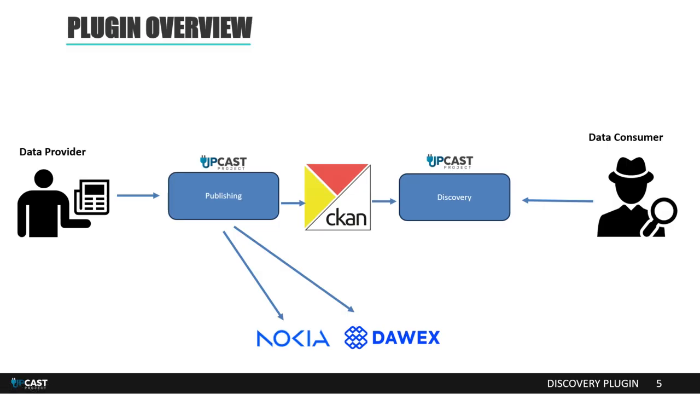and at the same time it can be configured to publish in other data marketplaces with the use of a connector. In the context of UPCAST, as we have as project partners Nokia and Dawex, we support the publishing of a dataset from a data provider, both in the Discovery plugin itself and in instances of the Nokia and Dawex data marketplaces. On the other hand, on the other side of the equation, the data consumer can then use this for discovering datasets. By default, we support the simple search capabilities that the CKAN engine already offers, and we added an advanced similarity search that we will explain in a moment.